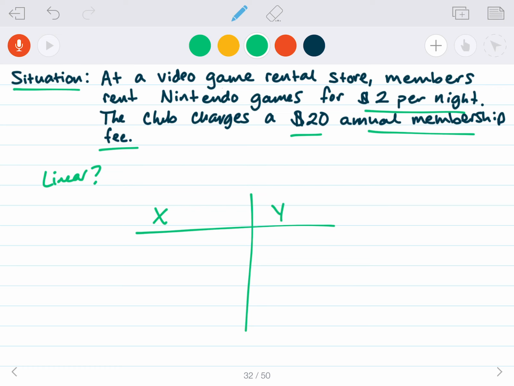So x is going to be time, right? So x is going to be how many nights, right? Because it says that we're renting for $2 per night. And the club charges a $20 annual membership fee, so we can say that y is going to be how much money we're actually paying this video game rental store. So if x is 0, right, we're not renting a video game for any amount of nights. All we're paying is the $20 annual membership fee.